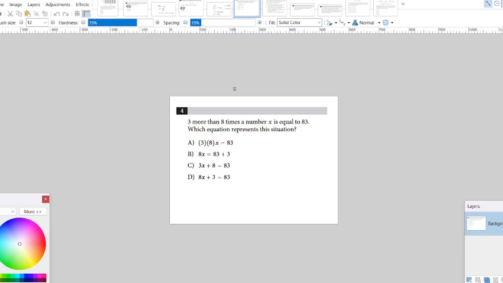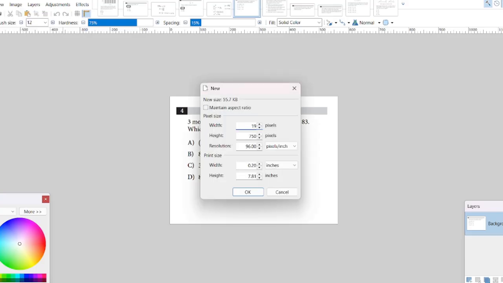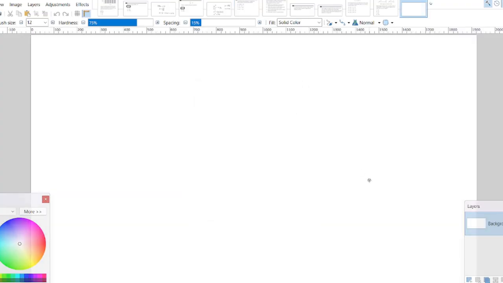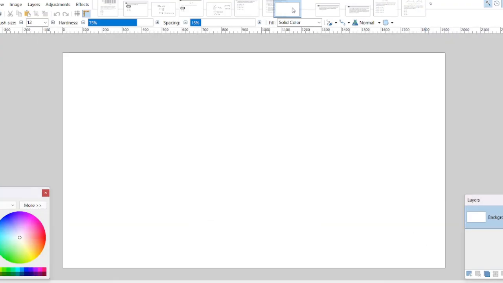All right, let's take a look at question number 4. 3 more than 8 times the number x is equal to 83. Which equation represents this situation? All I'm going to do is rewrite what it gave me here in words, except in math. All right, ready? So let's put that right there.